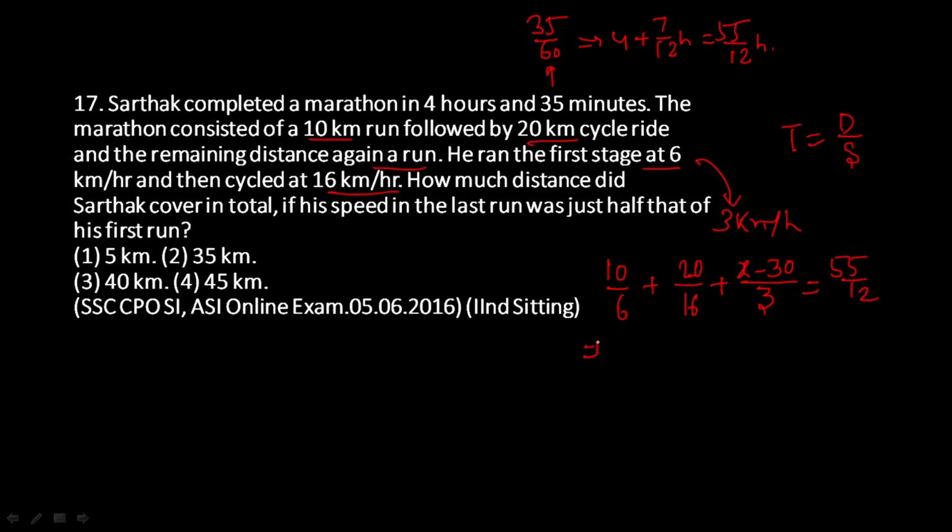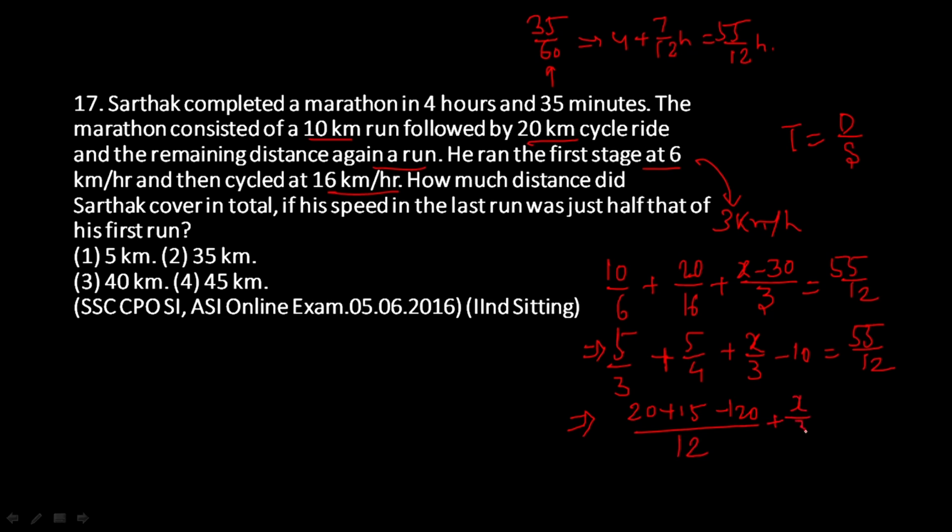We can further break it into 5 by 3, 5 by 4 plus x by 3 minus 10, which is 30 by 3, equal to 55 upon 12, right? So what can we do now? x by 3 will be there, and it will be 5 plus 5 and 10 means 12, 20 plus 15 minus 120 divided by 12 plus x by 3 is equal to 55 by 12, right?